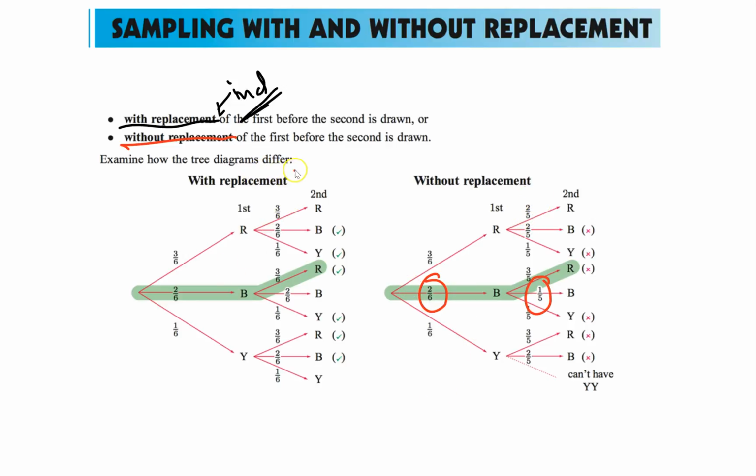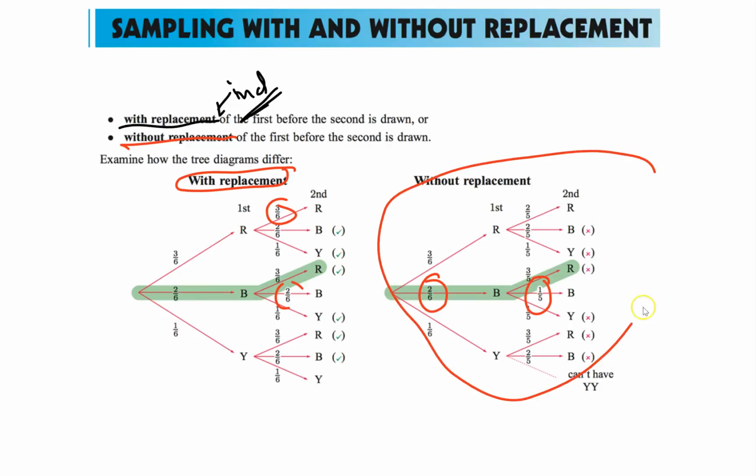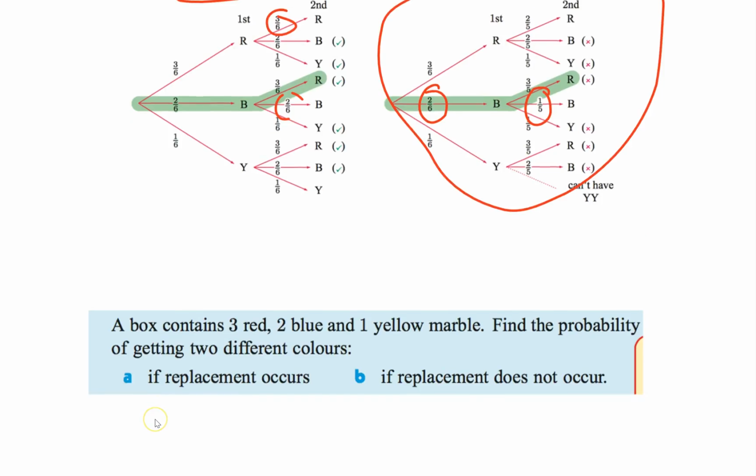Right? But back here with replacement, where you put the marble back, nothing changes. Getting blue is 2 out of 6. Getting blue is still 2 out of 6. Getting a red is 3 out of 6. Well, you put the marble back, so now getting red is still 3 out of 6. Without replacement, a lot more interesting. Numbers start to change, and what you did on the first turn affects what you're going to do in the second turn. Let's look at a quick example.